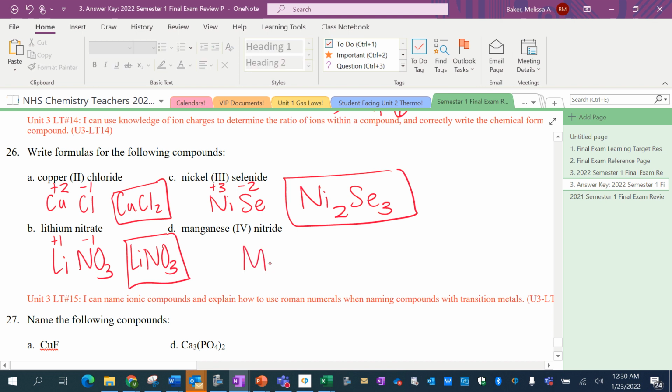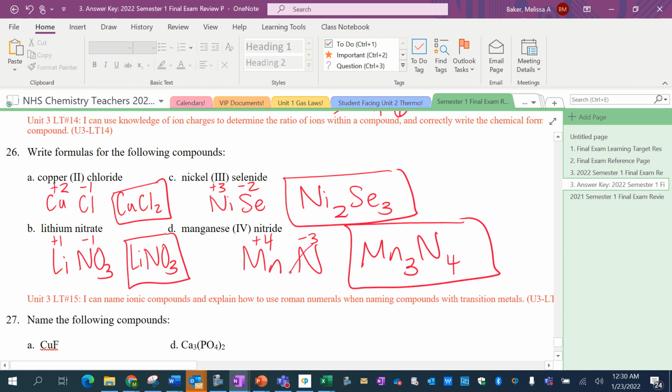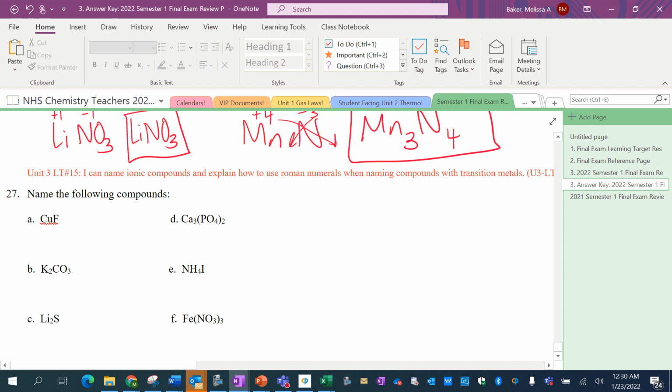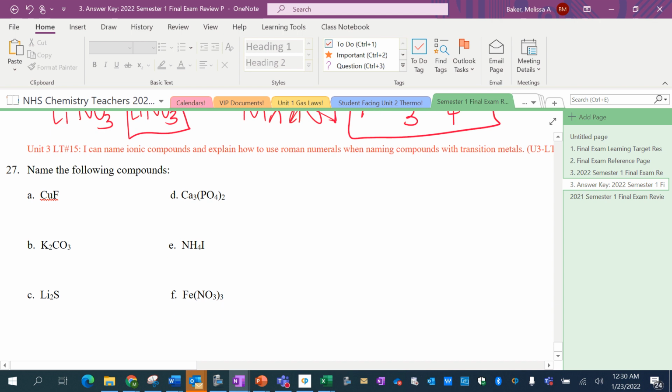And manganese +4, nitride -3. So this will be Mn3N4 when I crisscross. I'm just switching the places of those. Okay. How would I name CuF? Copper, Roman numeral 1, fluoride, because fluorine is always a -1 if you look it up.